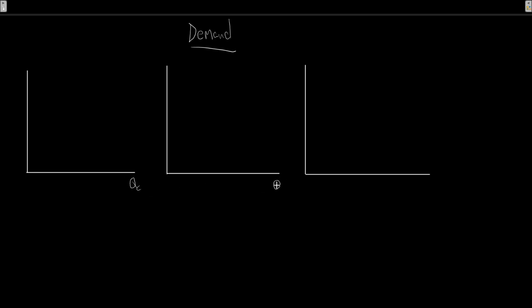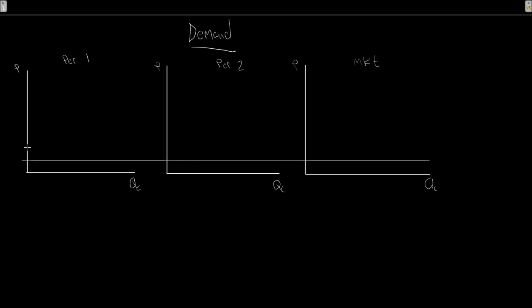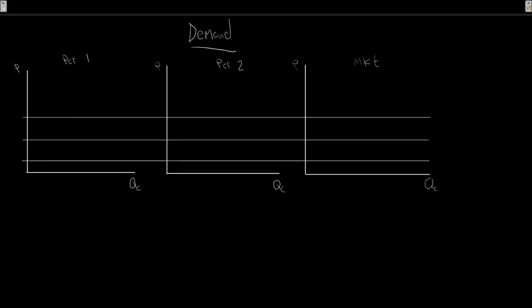So, quantity of cookies, and quantity of cookies. This is person 1, and this is person 2. And over here, we're going to have our market for cookies all together. Price of cookie, and price of cookie. Let's start off at our initial price point, and we'll go through 3 price points all together. Let's presume that our possible prices for cookies are $1, $2, and $3.